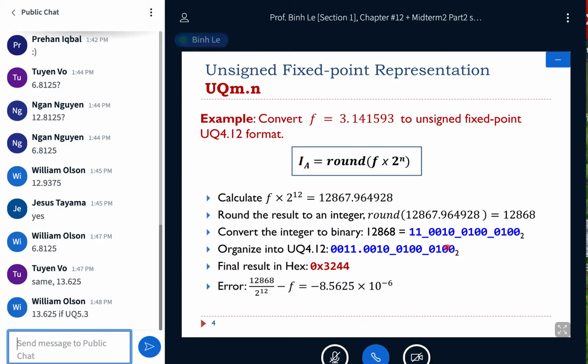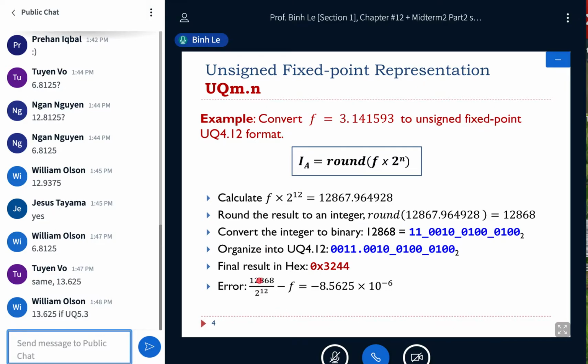Okay. So now, what is the error? Of course, for fixed point representation over here, you cannot represent every real number, because there is an infinite number of them. So basically, you have a gap in between. So there is an error in there, but the error is small.